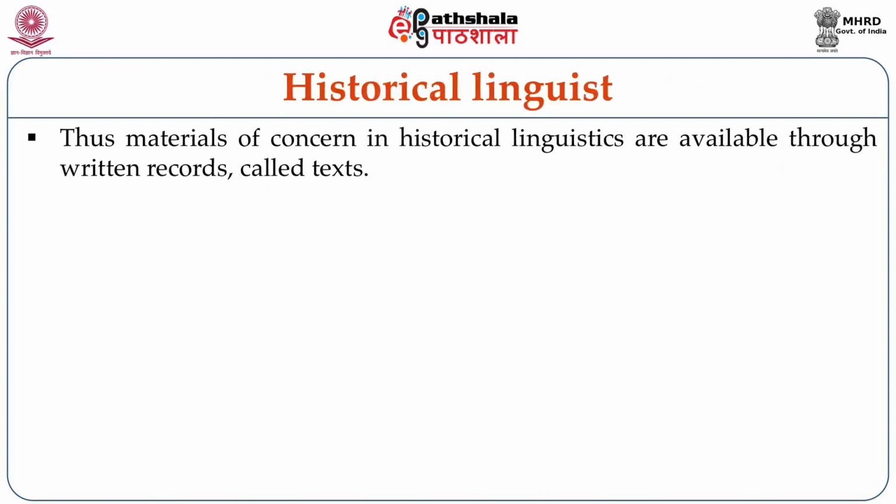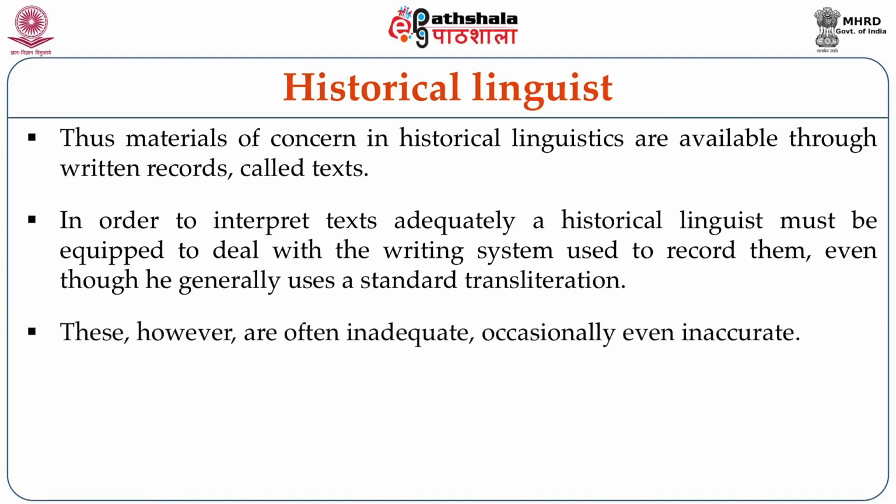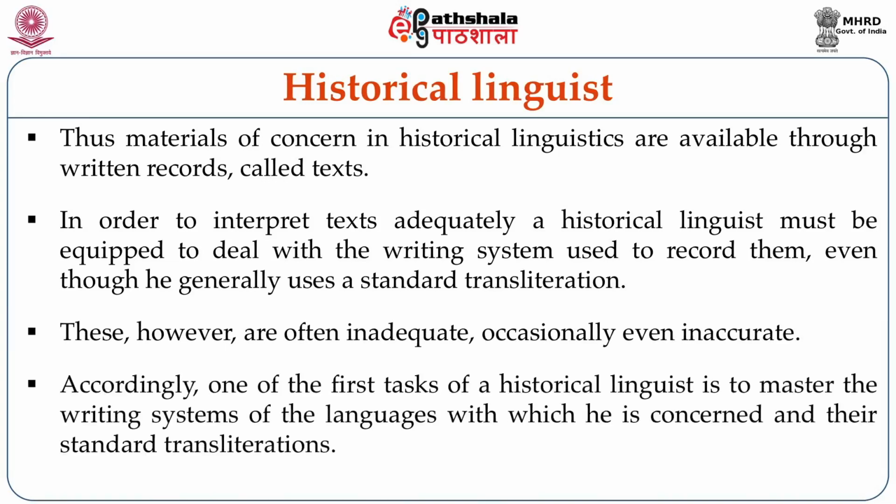Thus, materials of concern in historical linguistics are available through written records called texts. In order to interpret texts adequately, a historical linguist must be equipped to deal with the writing system used to record them, even though he generally uses a standard transliteration. These, however, are often inadequate, occasionally even inaccurate. Accordingly, one of the first tasks of historical linguists is to master the writing systems of the languages with which he is concerned and their standard transliteration.